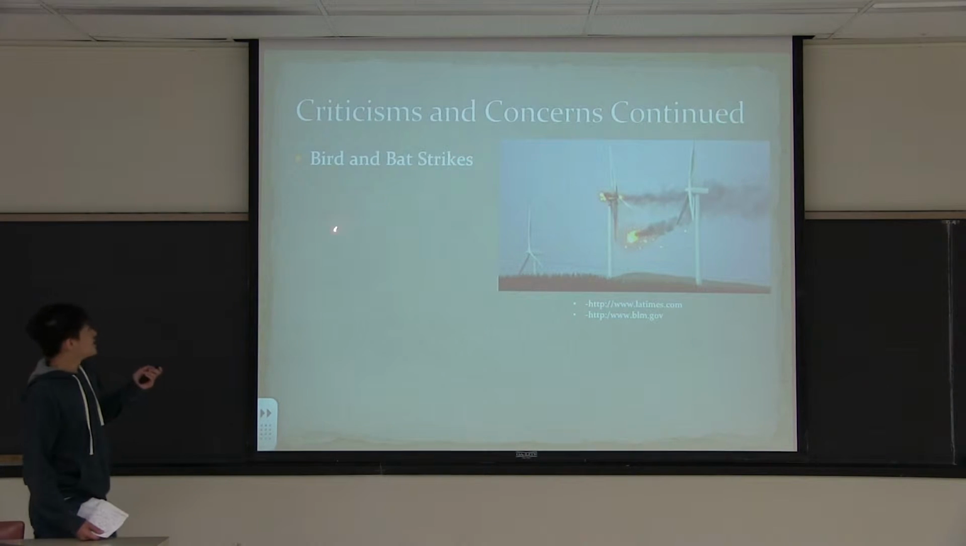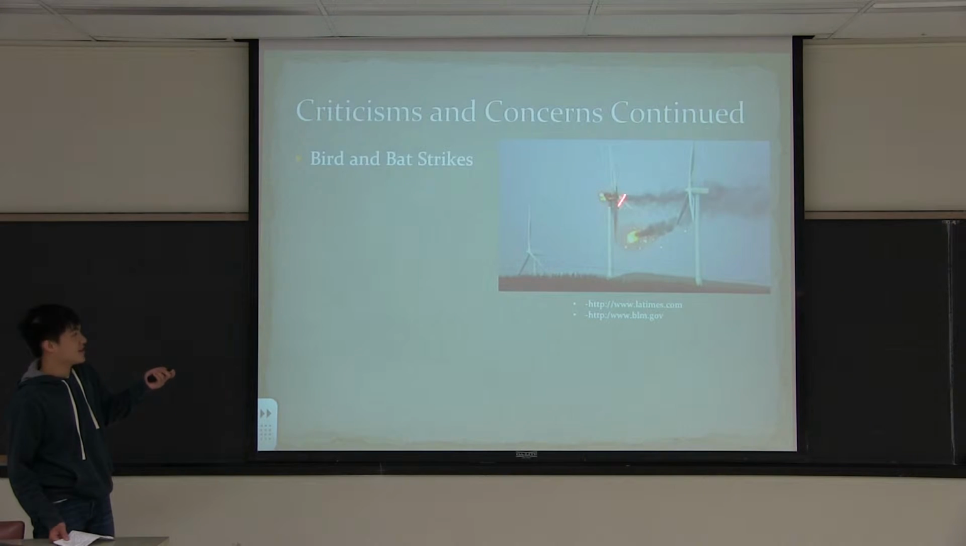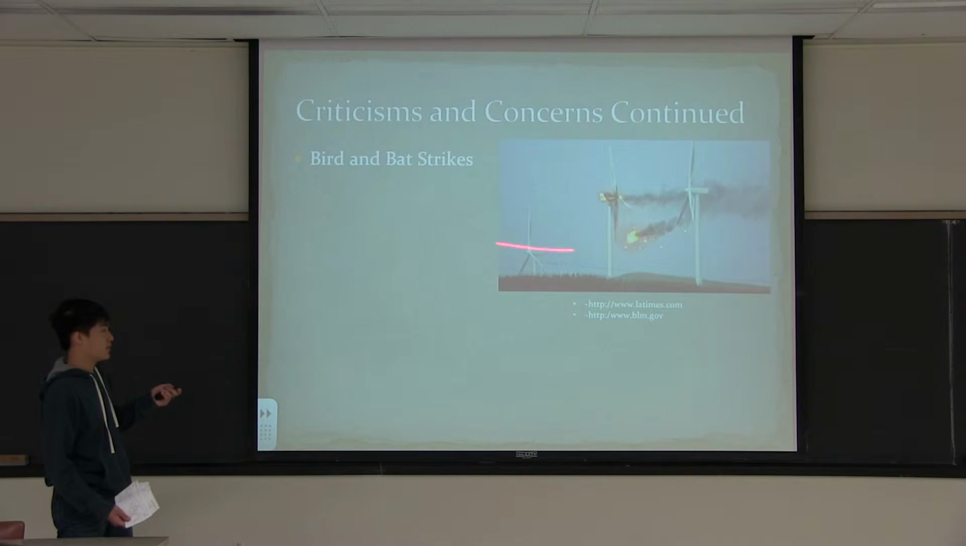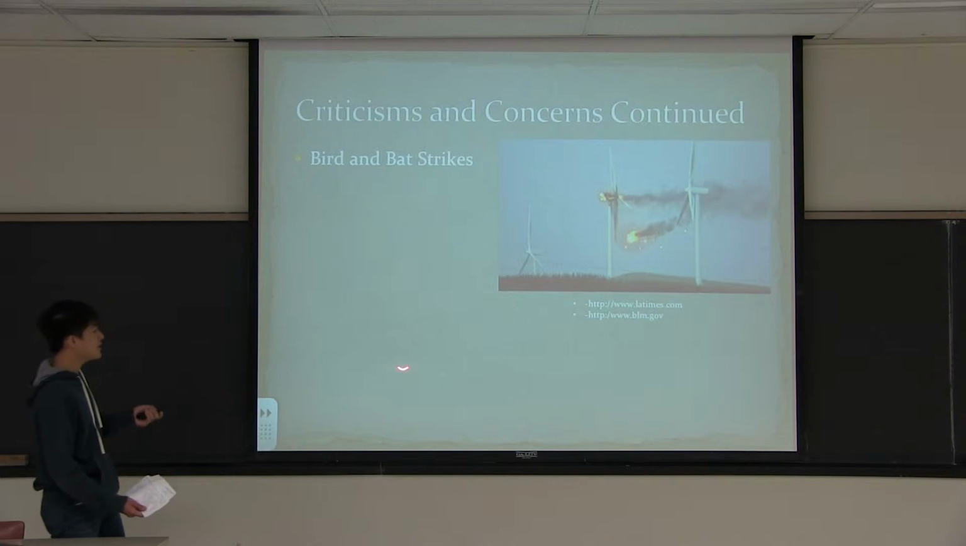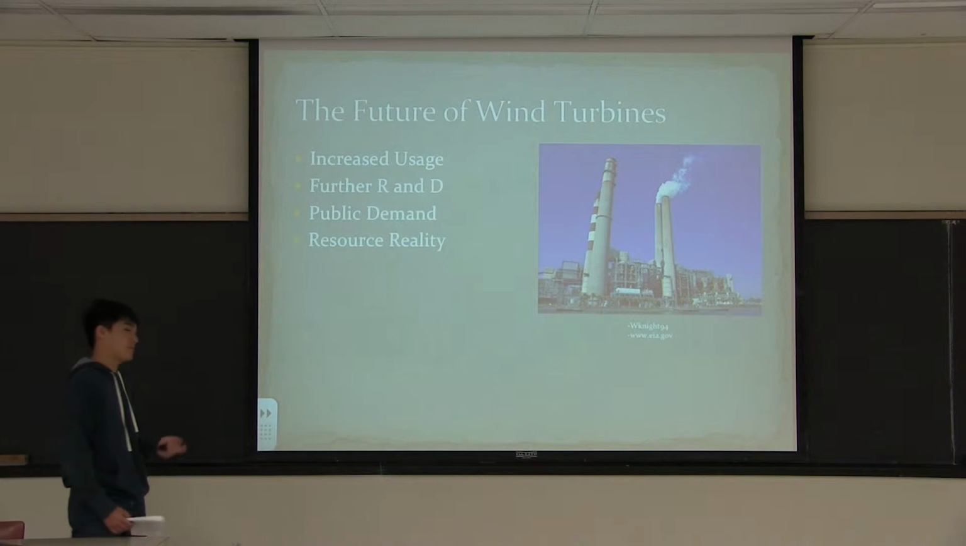And then another danger is bat strikes. Birds and bats crash into these turbines and it can cause severe damage. A study showed that 600,000 bats were killed by wind turbines in the United States in one year alone. It's countered by having auto-stopping technology, which prevents the wind turbines from turning on when birds are coming.